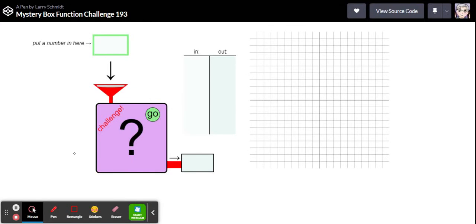Hello everybody and welcome to another Mystery Box Function Challenge. In the purple mystery box there is some math and your challenge is to figure out what it is. Because it's Friday, that math is going to be extra challenging today. You can use the link in the description to try this out, and when you think you've got an idea, come on back, see if we get the same thing.